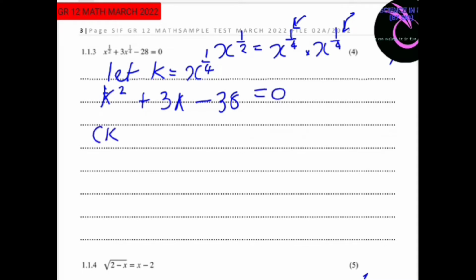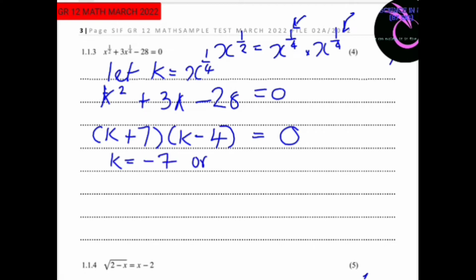Now I can simply get two binomials from this expression. I don't know why I got 38 there. It's 28, right? So again, two factors of 28. We discovered the factors were 7 and 4. It was a positive 7 and a negative 4. All of that is equal to 0. So k equals minus 7 or k equals a positive 4.